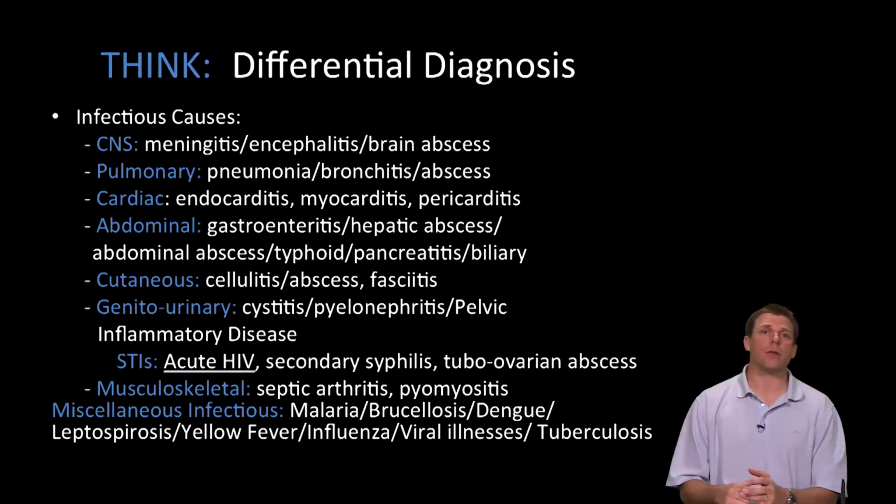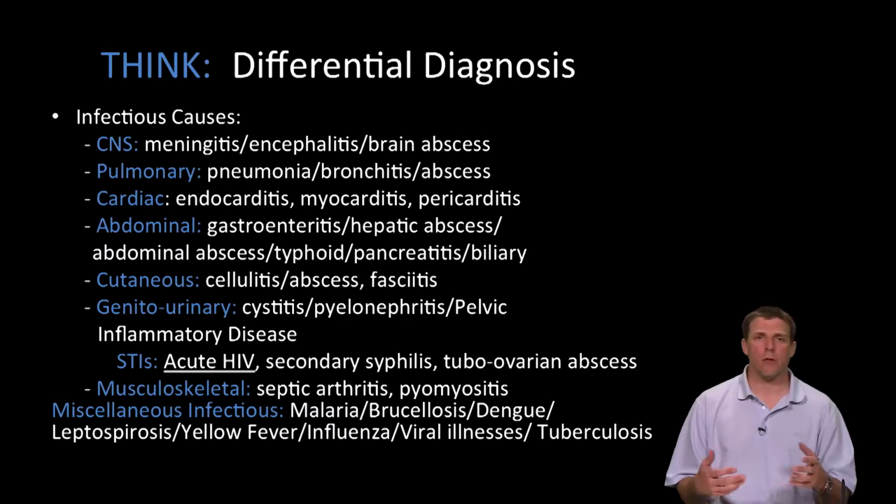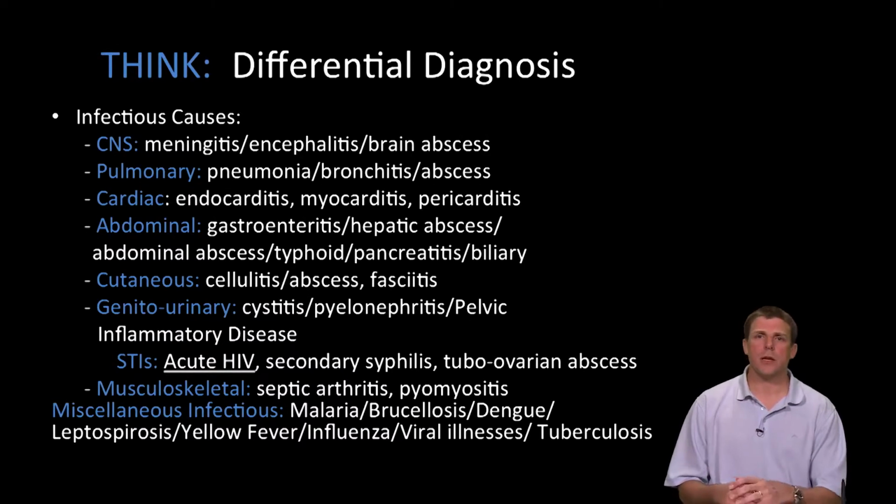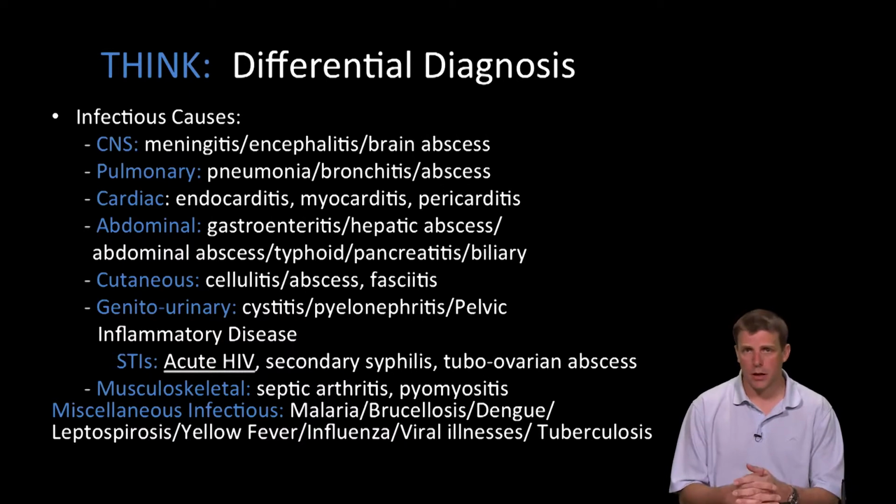The musculoskeletal examination could reveal septic arthritis or pyomyositis, an infection of the deep tissues or muscles. And then lastly, we'll want to consider other infectious processes such as malaria, as we discussed before, brucellosis, dengue fever, leptospirosis, yellow fever, influenza, viral illnesses, or tuberculosis. Tuberculosis on its own is quite a large topic and can present with multiple findings in multiple tissue beds.